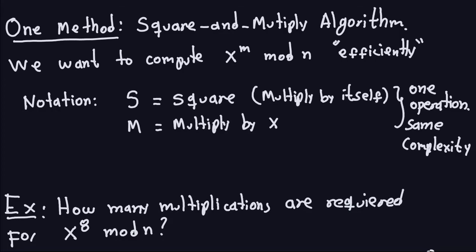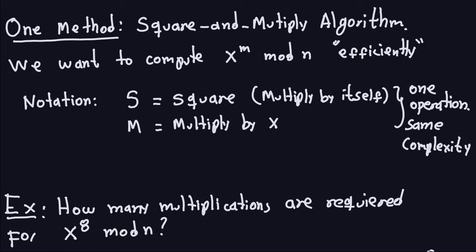Hello and welcome again. In the last video we started talking about fast modular exponentiation, and I just started talking about this method of a square and multiply algorithm, which is basically a combination of two operations. One is a square and the other a multiplication by x, and so we want to combine these two operations to do as few operations as possible so we can arrive at the answer.